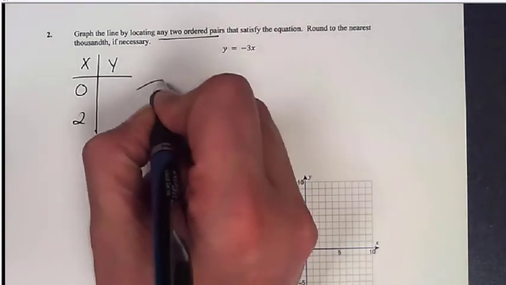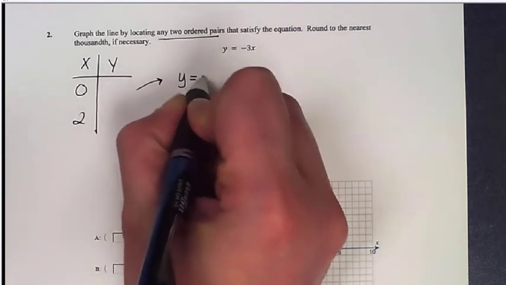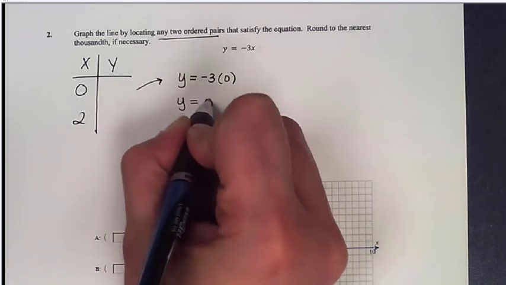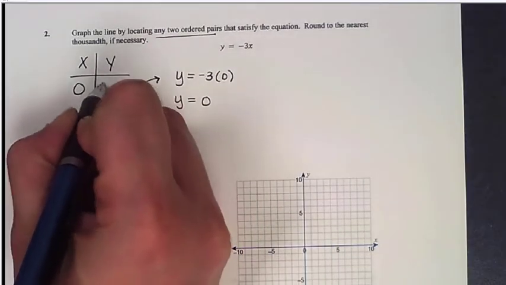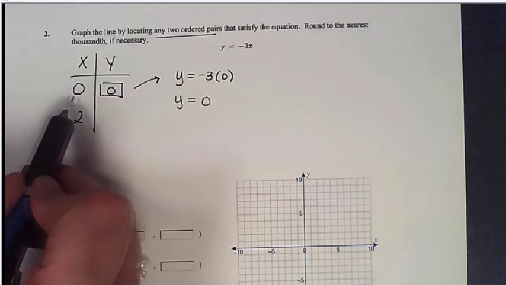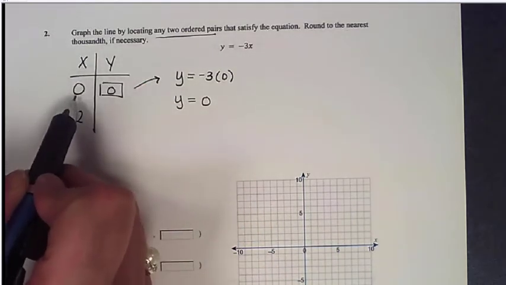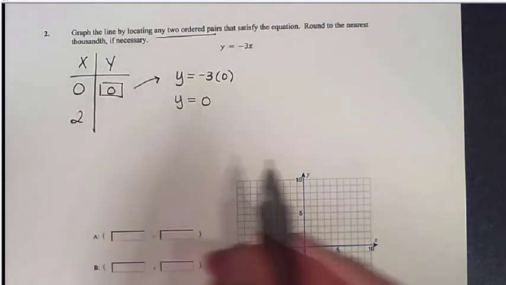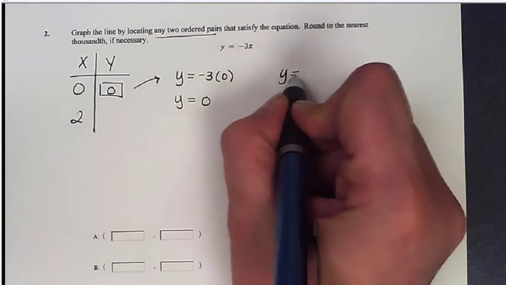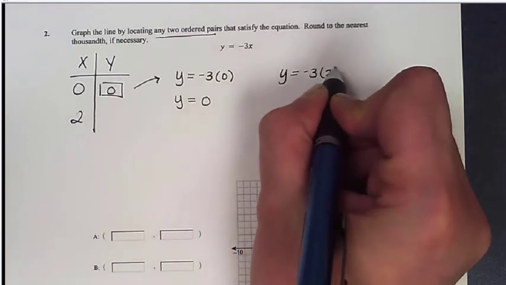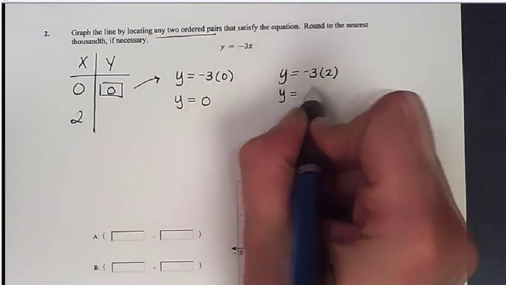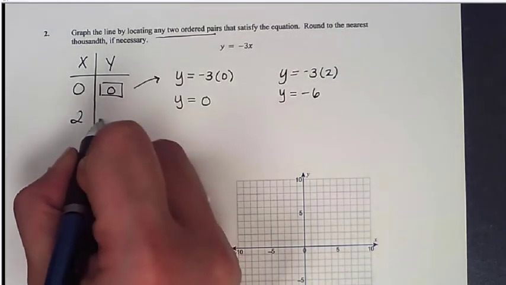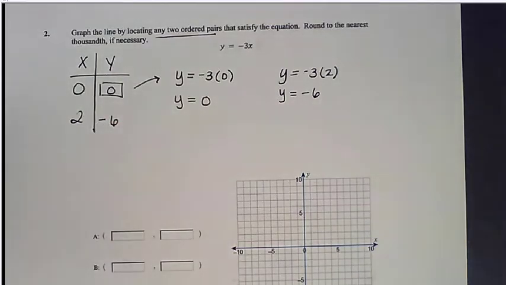So here we're going to plug in 0. And we're going to say, okay, y equals negative 3 times 0. So y equals 0. So again, we've picked x to be 0, and we found that y was 0. We're going to do the same thing and say y equals negative 3 times 2. Okay, well, negative 3 times 2 gives us negative 6. So when x is 2, y is negative 6.